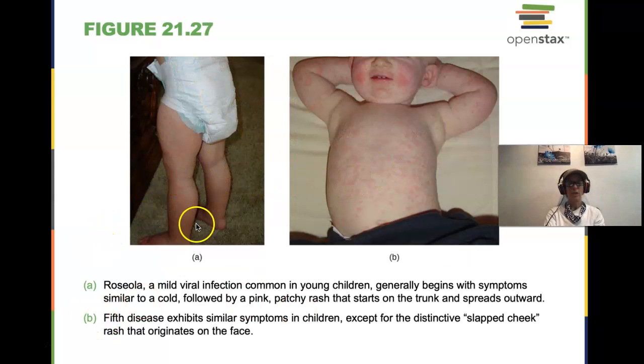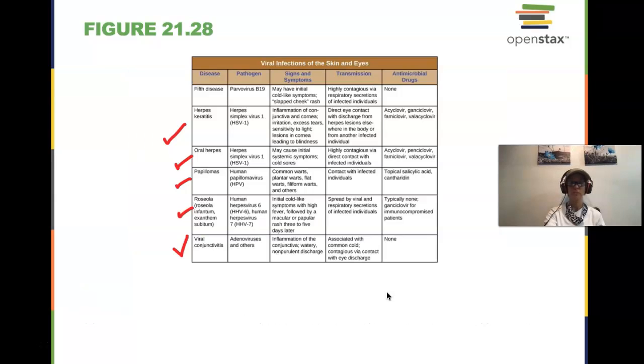Got 2 poor little babies here. Roseola is a mild infection. It's cold-like symptoms, but a pink rash that starts on the trunk and spreads out. And fifth disease is similar, but with the slapped cheek rash, where it looks like there are darker patches on the face, whereas the roseola is diffuse, little dots everywhere. You've got the dots with fifth disease, but you also have more connected dots, reddening on the cheeks. There's not really any treatment other than to alleviate any symptoms the child is experiencing.